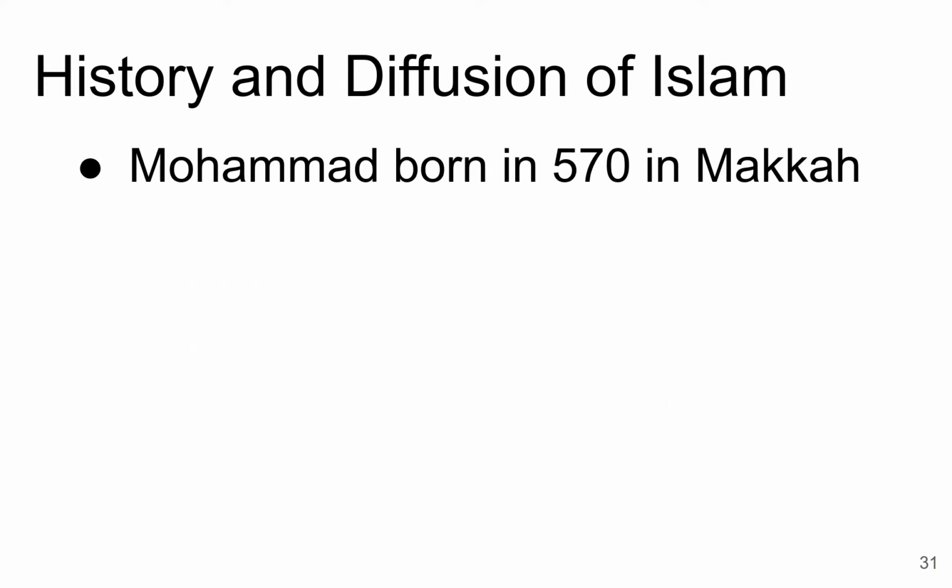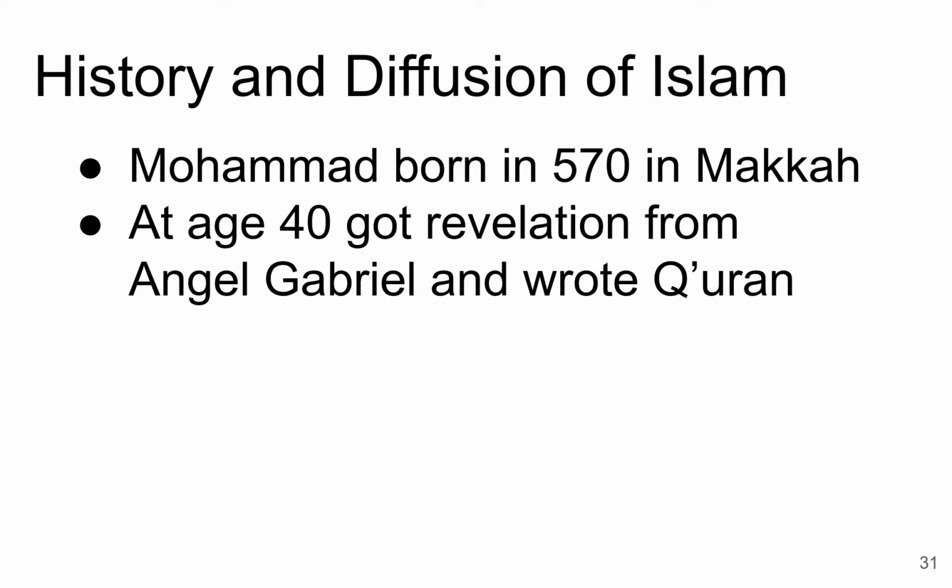The history and diffusion of Islam. Muhammad was born in 570 in Mecca. At the age of 40, he got the revelation from the angel Gabriel, and he wrote the Quran. Muhammad died in 632 Common Era.